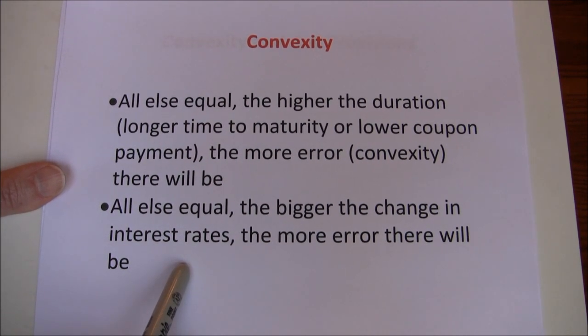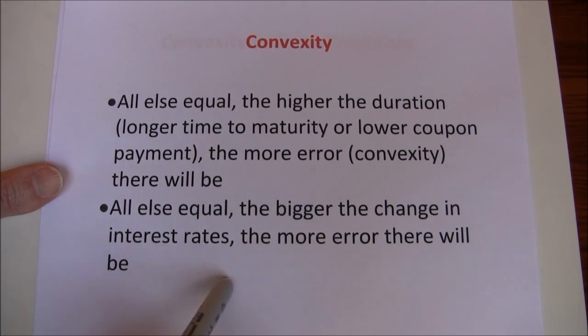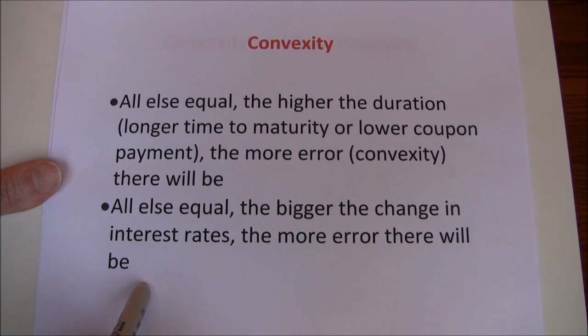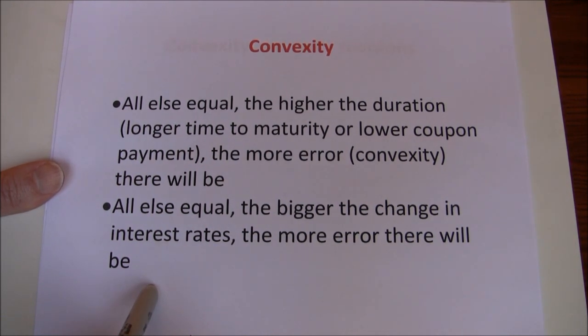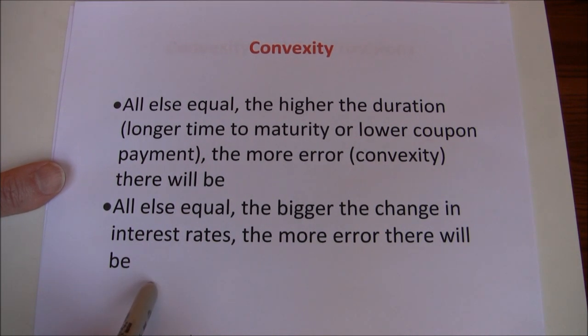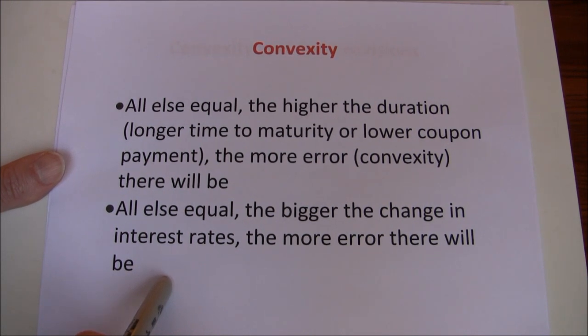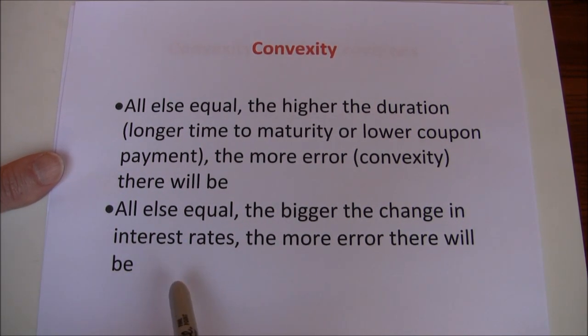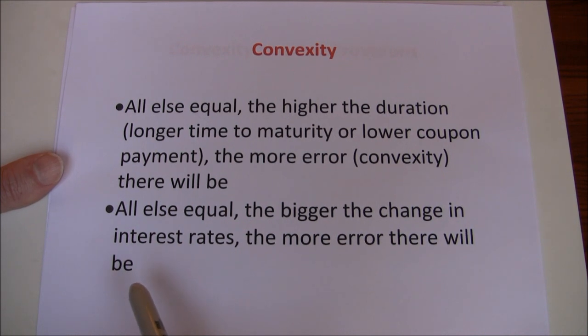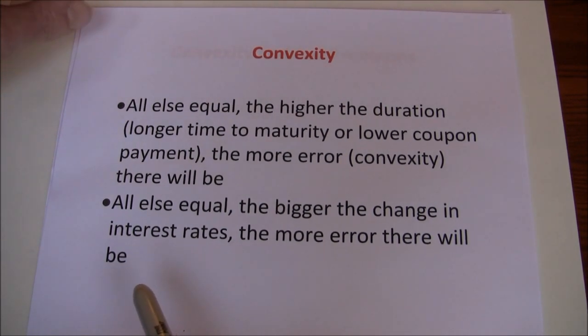Another issue that we talked about, the bigger the change in interest rates, the more error there will be. Duration is a great tool for estimating small changes in interest rates and seeing what impact they're going to have on bond prices. It's not as good of a tool for looking at big percentage changes. If you want to see what happens if market rates of interest change by 50 basis points or 100 basis points, duration is going to give you a pretty good approximation. If you want to see what happens when interest rates change by 400 basis points, duration is not going to be near as accurate.